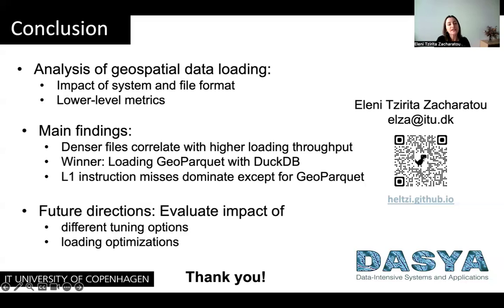Specifically, in our experiments, we did not tune the loaders for optimal performance, but used the default configurations to compare the performance from the perspective of a non-expert user. However, in the future, it will be interesting to evaluate the impact of different tuning options on loading performance. Additionally, in our current study, we only evaluated the performance of loading entire files end-to-end without running any analysis after that. However, if we also consider a query workload, the fact that some file formats support loading optimizations, such as data skipping, becomes relevant. So we would like to explore this in the future.